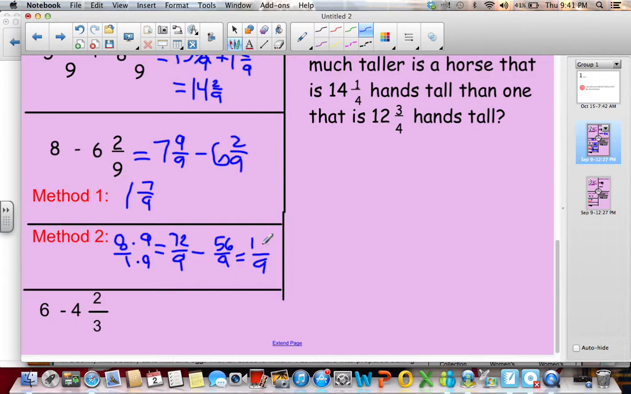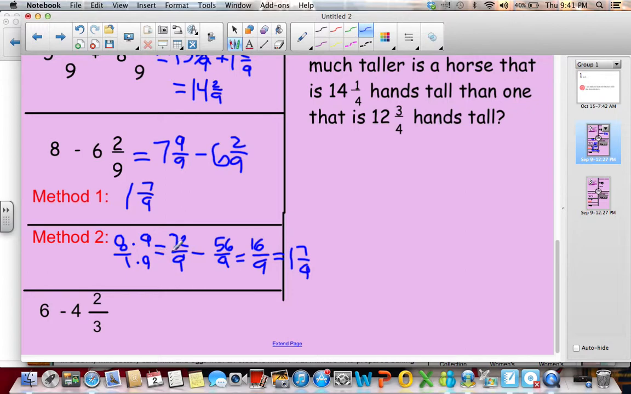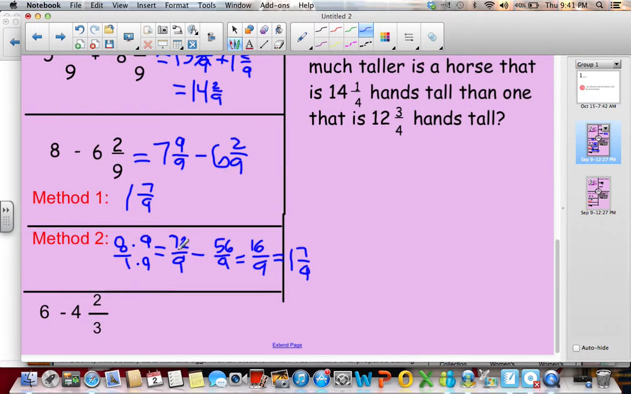not 18, 16, is it? Yeah, 16/9, and then I know that 9 goes into 16 once, and I have 7 left over, so it'd be 1 and 7/9. So a couple different ways you can pick which way you like better. This seems like a little bit more work, but it's also a little bit less confusing.